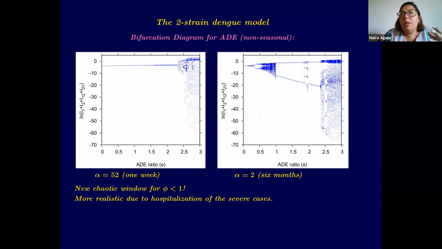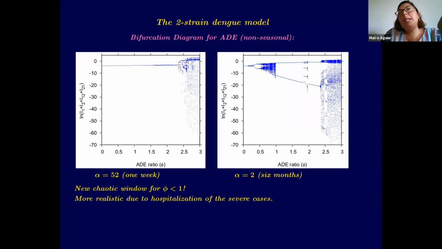What can we learn from the model in terms of contribution to the overall force of infection from primary infection and secondary infection? So this is the bifurcation diagram where we fix the temporary cross immunity to 1 week. Basically, individuals get infected, recover, it takes a week to recover, and then get infected again. This was proposed back in 1999 by Neil Ferguson. And for the first time, chaotic dynamics was observed for dengue epidemiology, only by assuming that individuals in the secondary infection transmit the disease more than individuals in the primary infection.